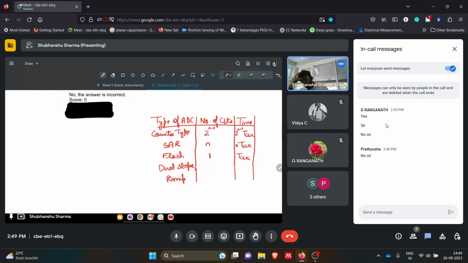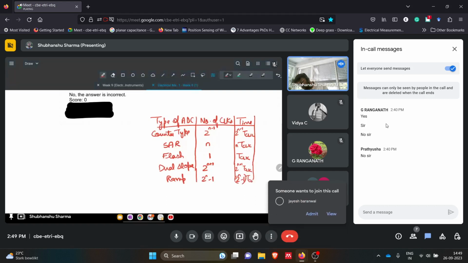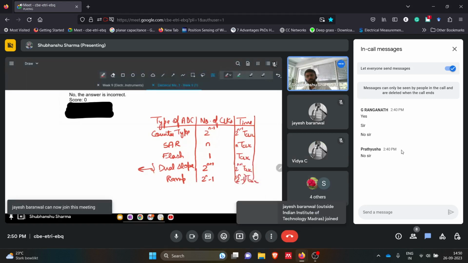Then we have dual slope. It is the slowest of all, 2 to the power n plus 1, and so the time will be (2^(n+1)) TCLK. Then we have 2 to the power n minus 1 into TCLK, that is ramp. So this one is the slowest of all.